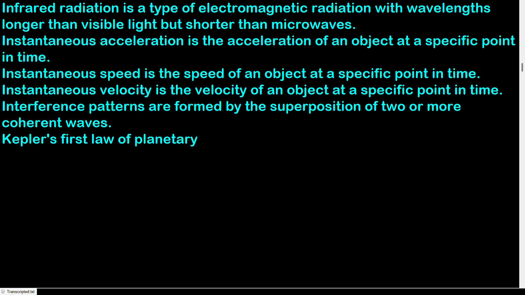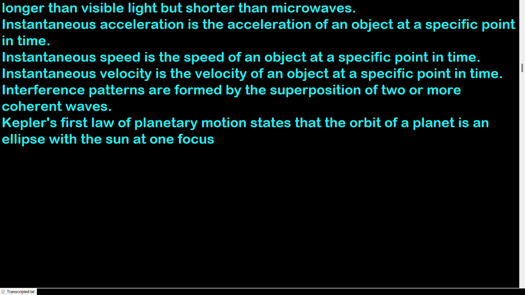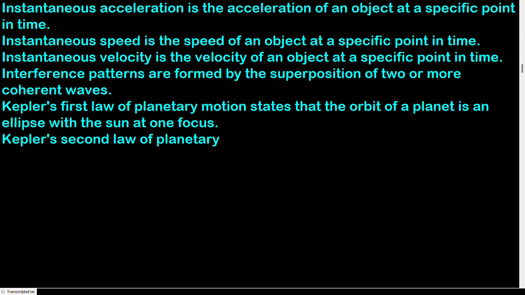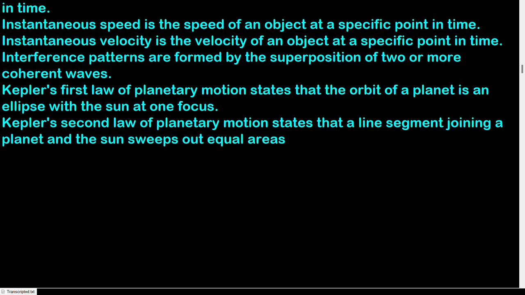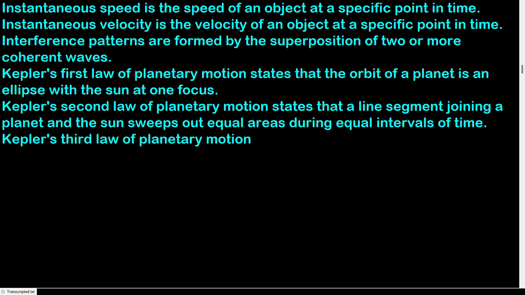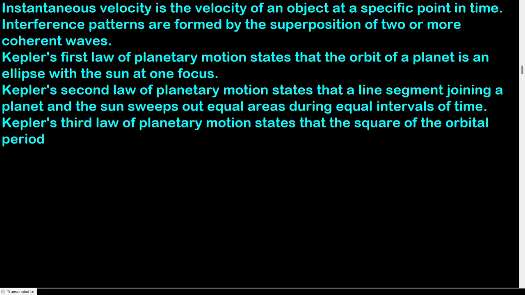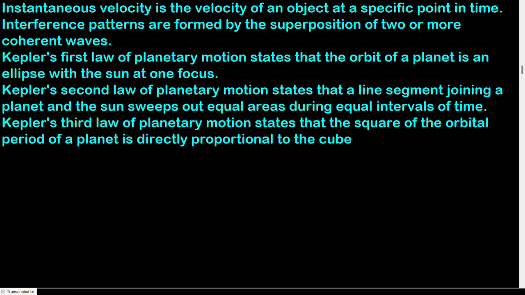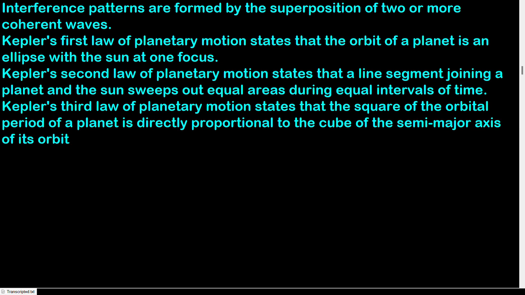Kepler's first law of planetary motion states that the orbit of a planet is an ellipse with the sun at one focus. Kepler's second law of planetary motion states that a line segment joining a planet and the sun sweeps out equal areas during equal intervals of time. Kepler's third law of planetary motion states that the square of the orbital period of a planet is directly proportional to the cube of the semimajor axis of its orbit.